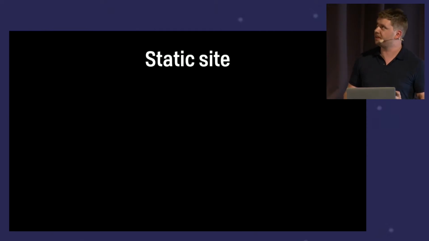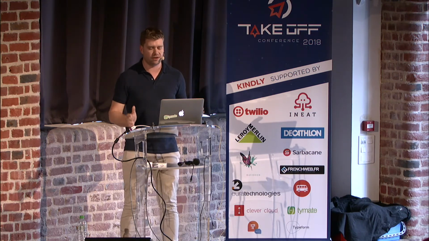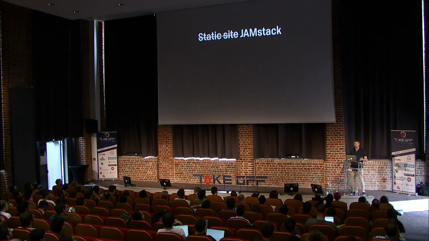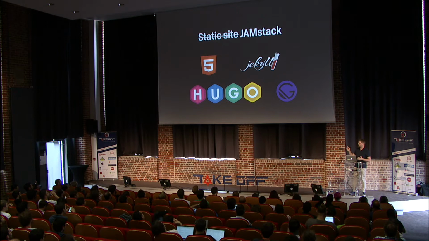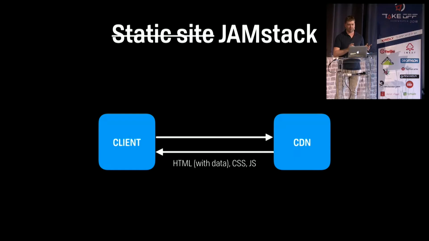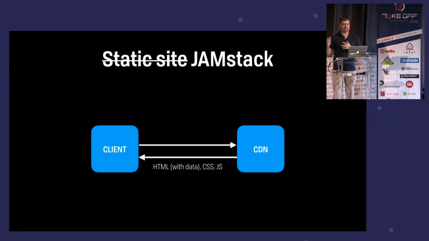The last type of websites is static sites, but today I'm going to refer to those as the JAMstack. Those are sites made with pure HTML, JavaScript, CSS, maybe using tools like Gulp, Grunt, Webpack, Brunch, or made with static site generators like Jekyll, Hugo, Gatsby, to name just those ones. When accessing this kind of website, the user will just request an HTML page to a CDN, which will be sent back to him with HTML that is pre-baked in, CSS and JS.